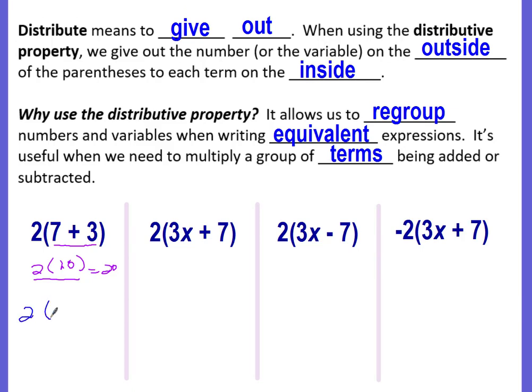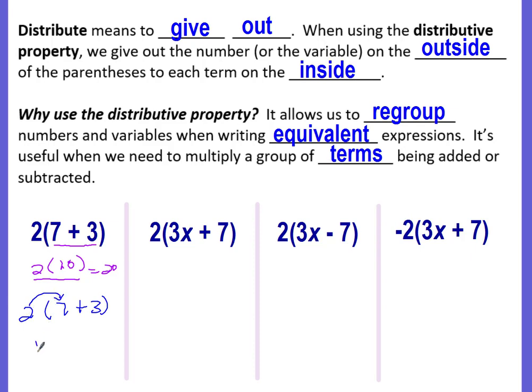So we want 2 groups of 7 plus 3. To show the sharing of this 2, the distributing of the 2, or the giving out of the 2, we use arrows. So I'm going to give out, share the 2 with the 7. And remember, when you have a number that's touching the parentheses with no operation, it's that invisible multiplication. So we share it by multiplying.